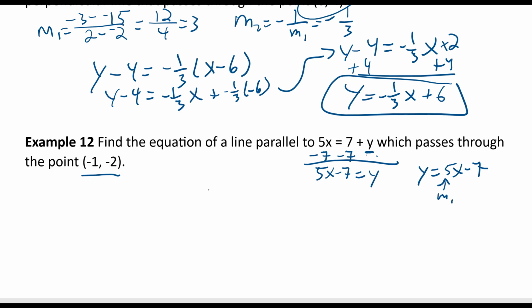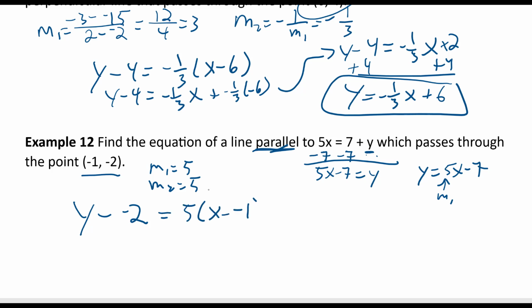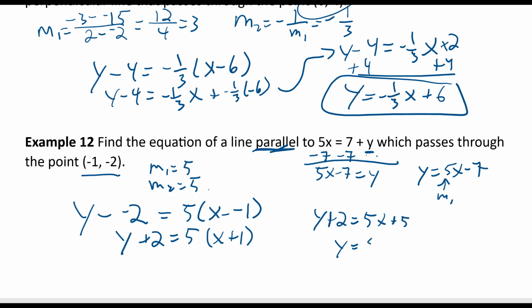So m1, the original slope, is 5. This is parallel, so we don't have to change that. So our m2 is also 5. So y minus negative 2 equals 5 times x minus negative 1. So y plus 2 equals 5 times x plus 1. y plus 2 equals 5x plus 5, or y equals 5x plus 3.